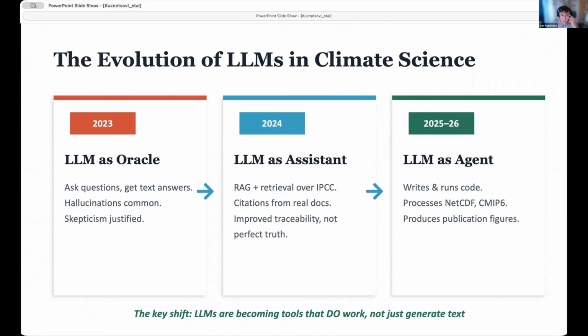So phase three, 2025, 2026, the LLM as agent. This is the stage we are entering now, and it is a major change. The LLM does not just answer questions. It can write code and run that code in a sandbox. It can process data files, query cloud data catalogs through APIs, produce publication-quality figures, and fix its own mistakes through correction loops. So the key point is simple: the LLM is moving from text generator to scientific work.